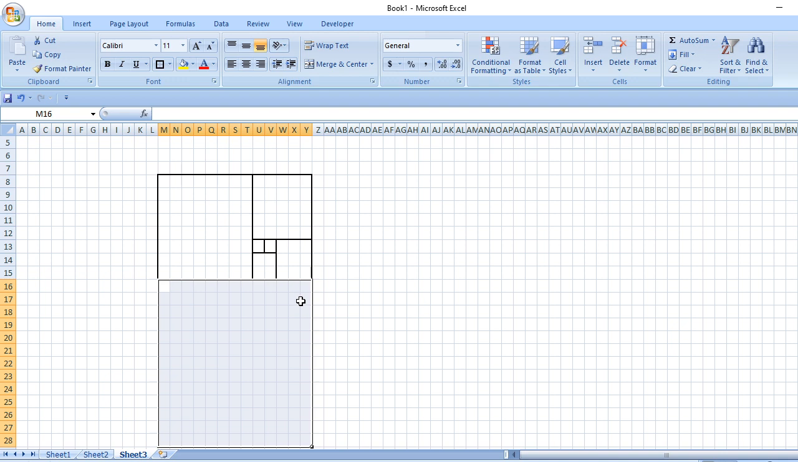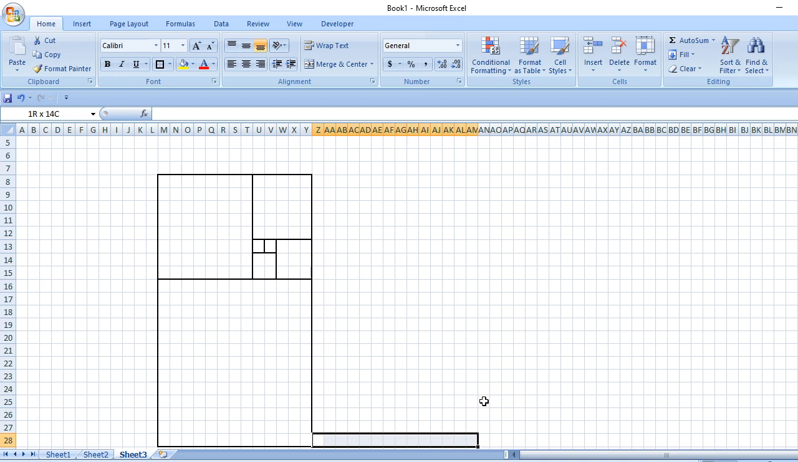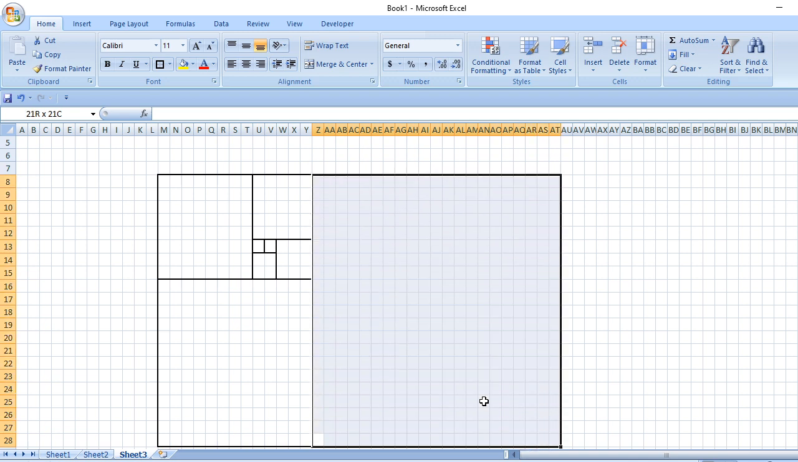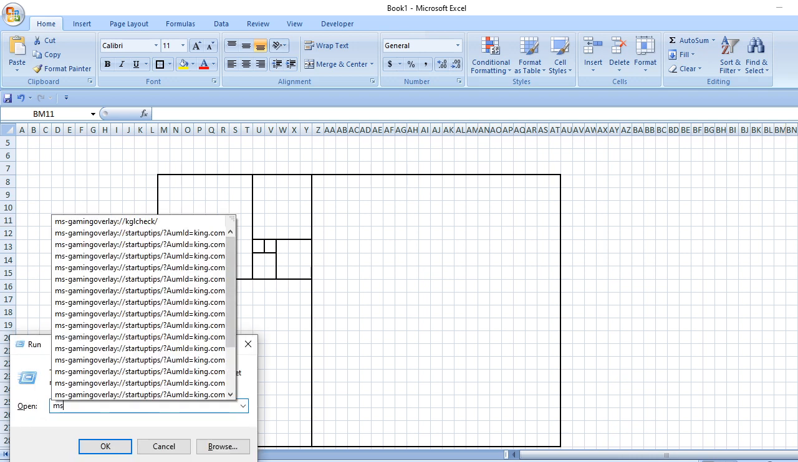Now if I add this one again, 13 plus 8, 21. So why do we need this? I'll explain to you. Don't get confused. Now this is the diagram which we could draw. This is the geometrical diagram. Okay. Now I'll take this into Paint.